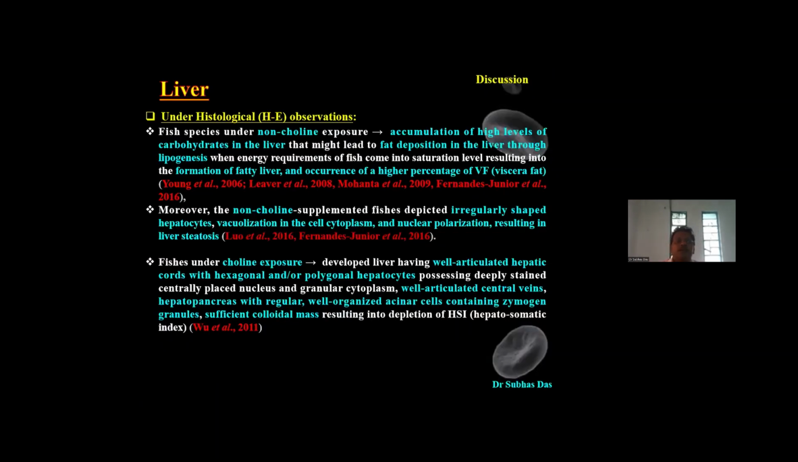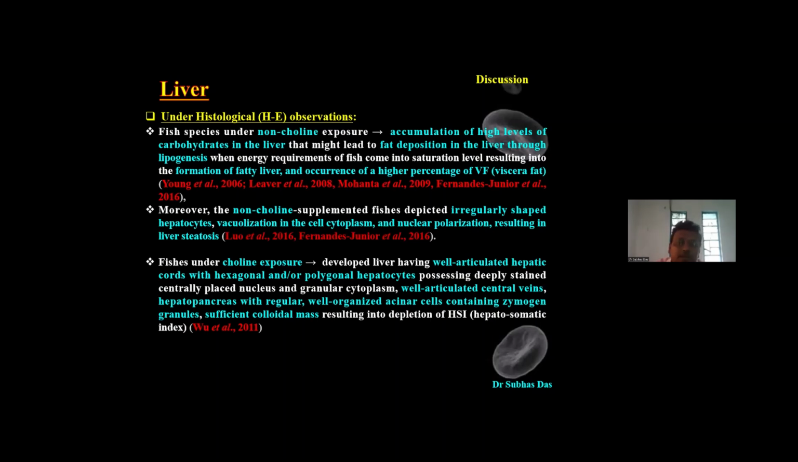So in the liver tissue under the histological study, you can see that in the fish species under non-choline exposures, there is an accumulation of a high level of carbohydrate in the liver that might lead to fat deposition in the liver, lipogenesis, where the energy requirements of the fish become saturated, resulting in the formation of fatty liver and a higher percentage of fat accumulation. Moreover, the non-choline supplemented fishes depicted irregular hepatocytes, vacuolations in the cell cytoplasms, and nuclear polymerizations, resulting in cirrhosis of the liver.